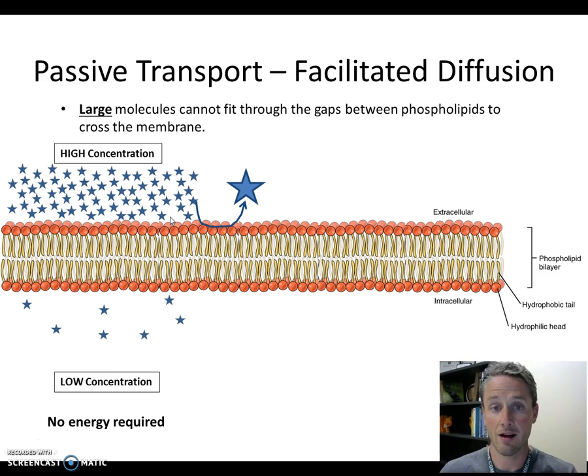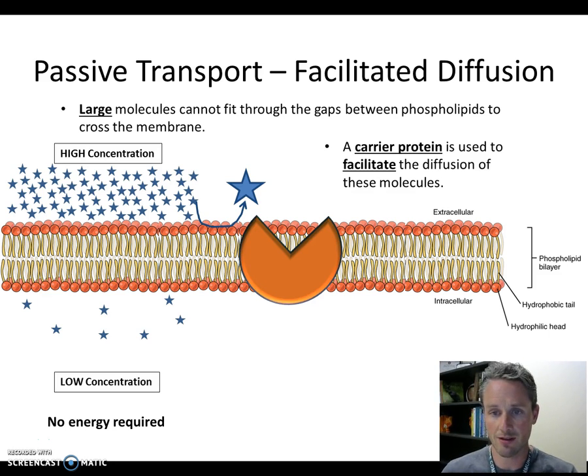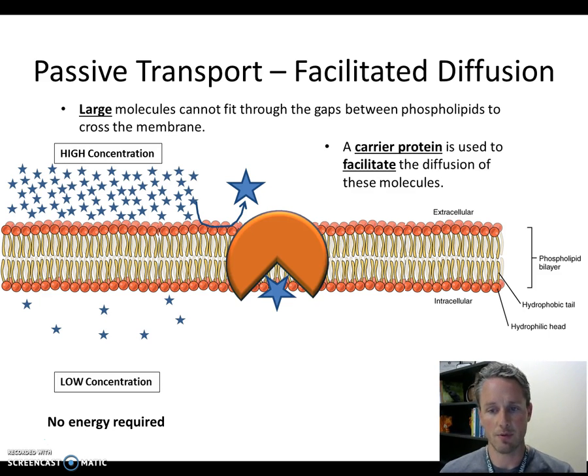So now we're going to facilitate the diffusion of this molecule with another protein. This one's called a carrier protein. So I'm going to put a carrier protein in the membrane. This one's shaped a little bit like Pac-Man. And when it's in the membrane, it's going to grab on to one of these molecules that needs to move across the membrane. Once it's grabbed on, it's going to close around it, and then it's going to open up to the other side of the membrane and let the molecule in.